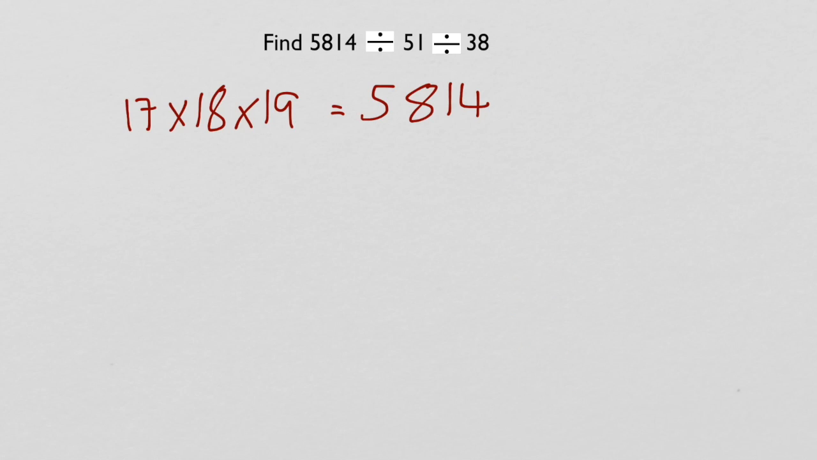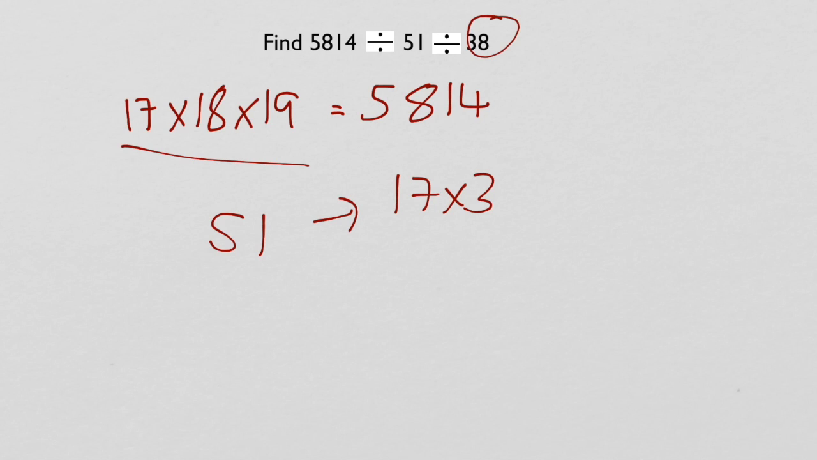Okay, so 51, we need to see a link between 51 and the numbers we were given in our clue in the beginning. And I know 51 is in the 17 times table, so 51 is 17 times 3. And then the next number, 38, which times table is that in? Well, it's a multiple of 19. We know that 19 times 2 equals 38. So let's use all those clues and put it together.